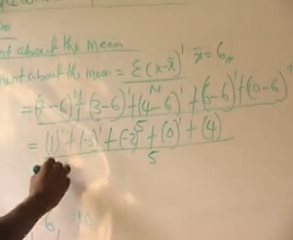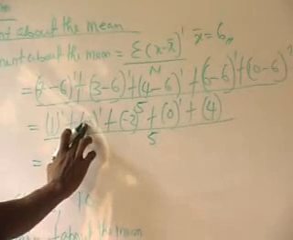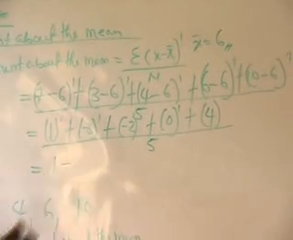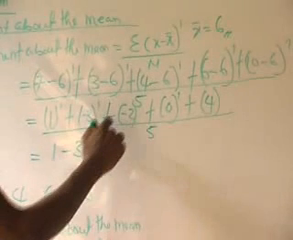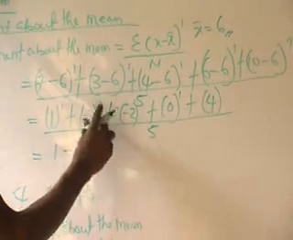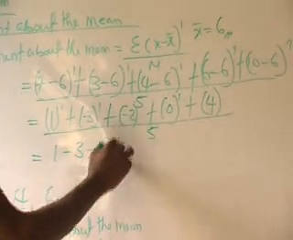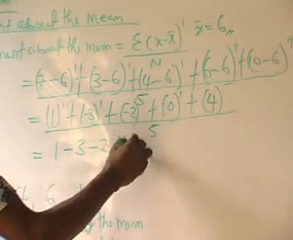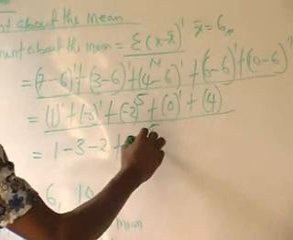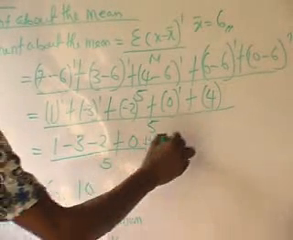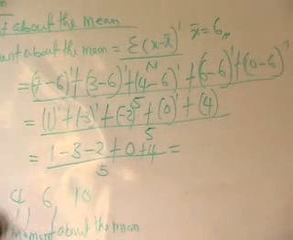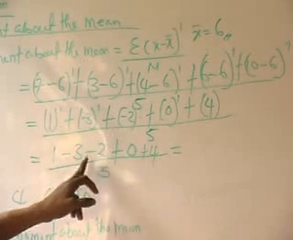So one after the other we go. 1 raised to power 1 is 1. Hello, this is plus, this is minus. Plus times minus is minus. So minus 3, because 3 raised to power 1 is 3. Plus minus is minus. Plus times minus is minus. Then plus times 0 is 0. Plus 4, that is plus 4. Then all over 5. Then the answer equals. So just plus times minus will give us minus.